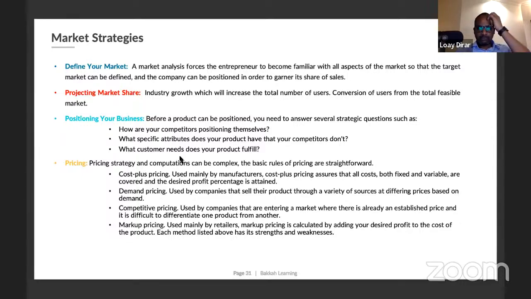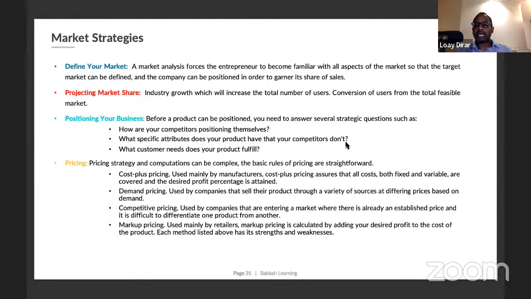Positioning your business. Before a product can be positioned, you better start by answering several strategic questions, such as, how are your competitors positioning themselves? Are they positioning themselves as low-cost providers or high-end providers or luxury item providers? You need to look at that. You need to answer the question from many perspectives.